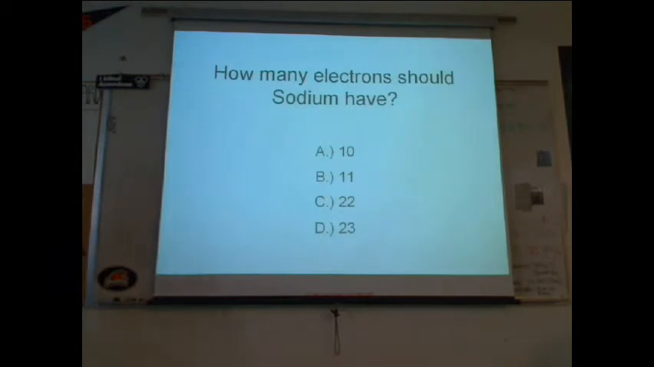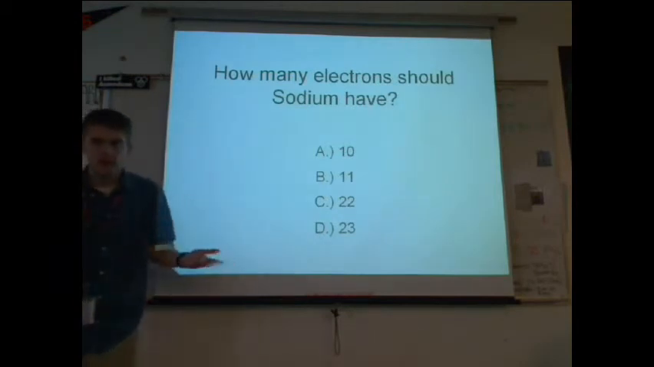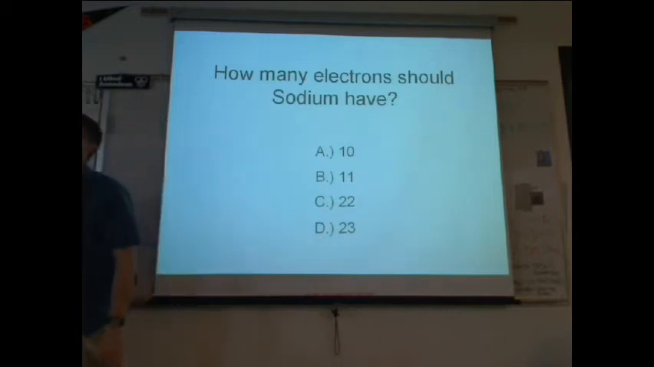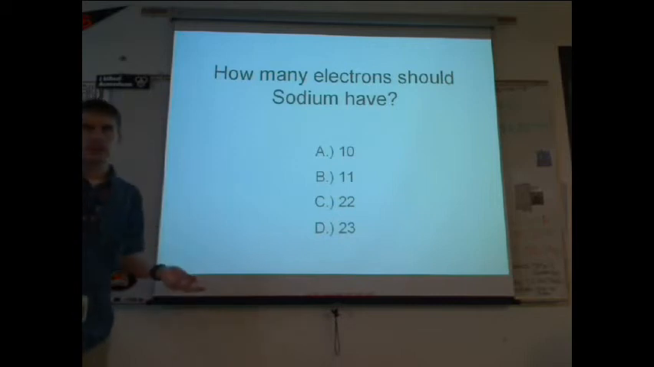All right, so how many electrons should sodium have? If you look at a periodic table, and you guys don't have remotes, and I didn't want to mess with them, but if you look at a periodic table, sodium has an atomic number of 11. So if it has an atomic number of 11, that means it has 11 protons. So how many electrons does it have? 11.